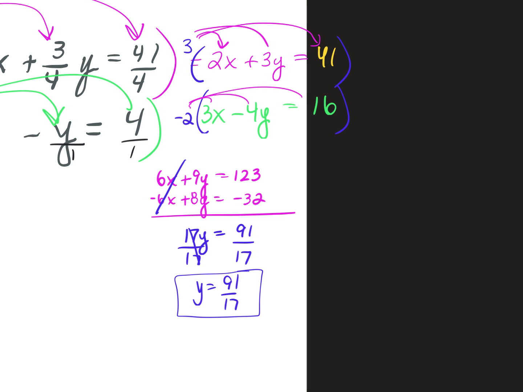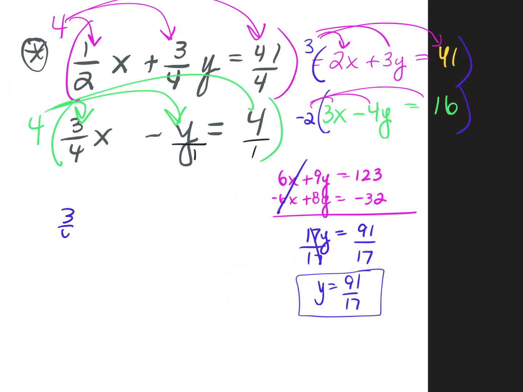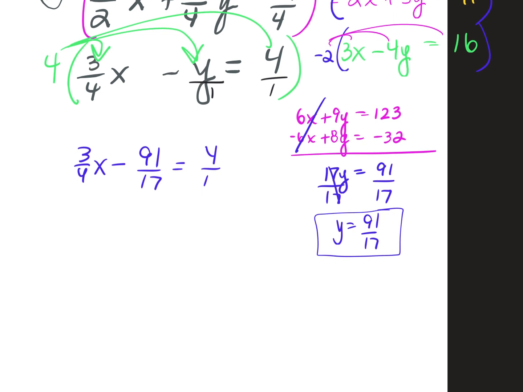But which equation would be probably a little simpler to solve for your x value? So plug that y back in. Which one would be a little simpler, you think? The bottom one? Okay, so I have 3/4 x minus, instead of y, I have 91 over 17 equals 4. Agreed? Okay, so this is 4 over 1, right? So I have to move the 91 over. I'm going to add 91 over 17, so plus 91 over 17.